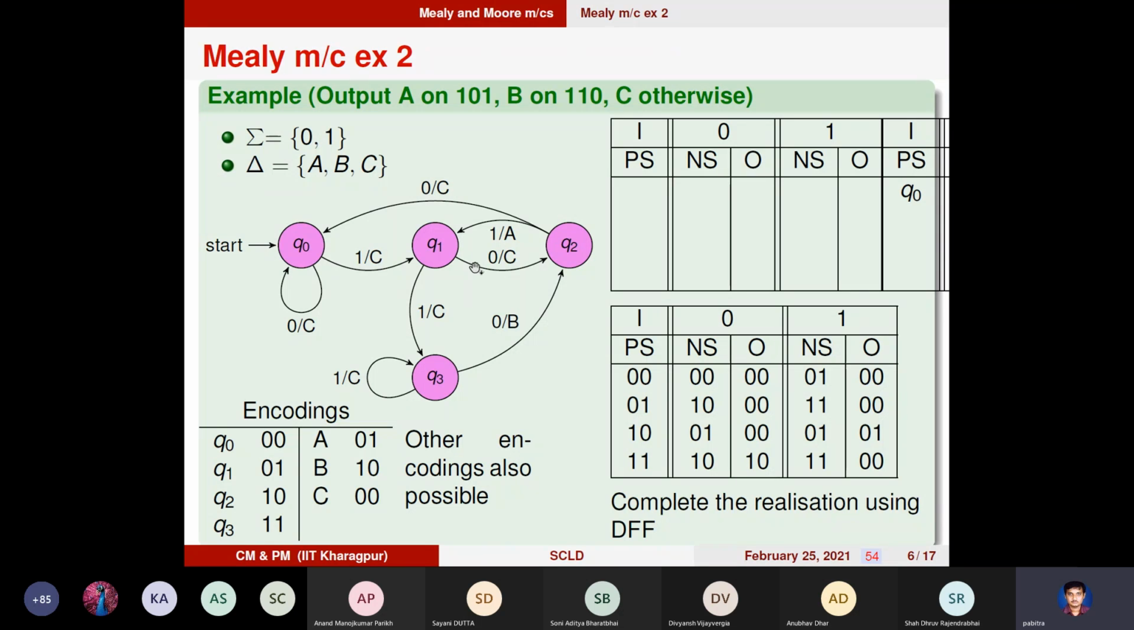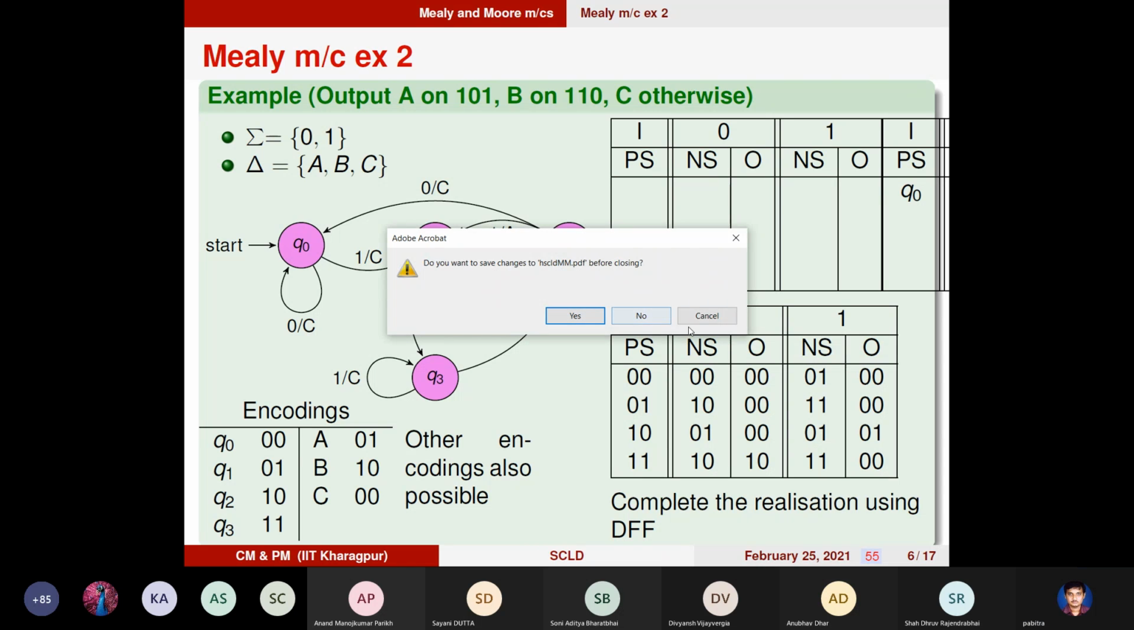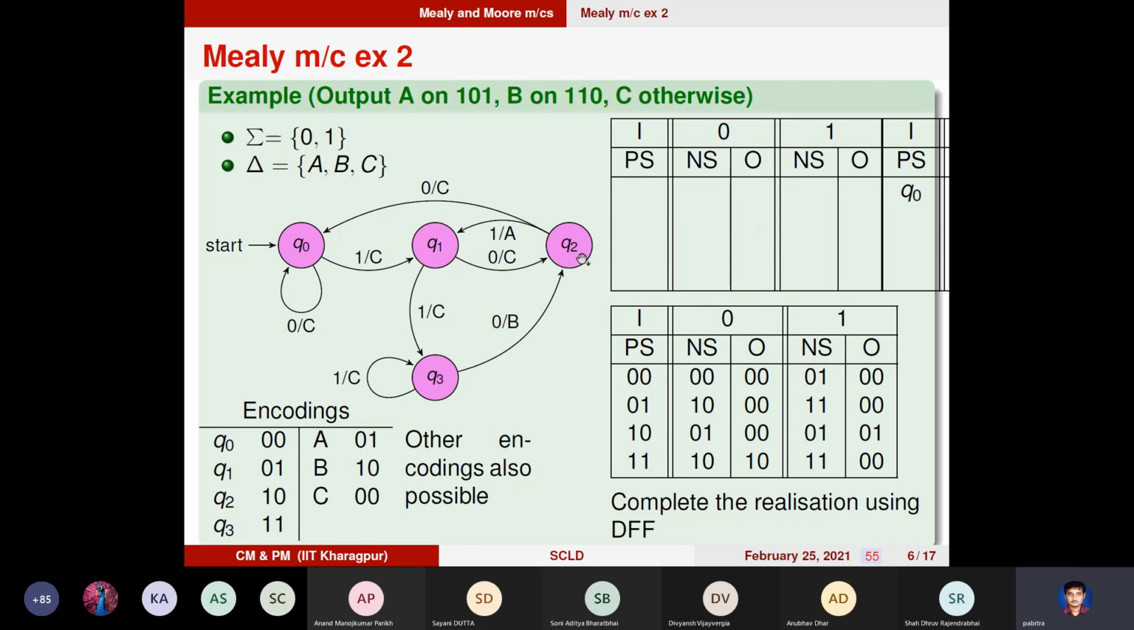So what does Q2 represent? What have I seen? If I am at state Q1, what have I seen so far? The last one, 1. If I am in Q2, what have I seen? 1, 0. If I am at Q3, what have I seen? 1, 1. Okay.